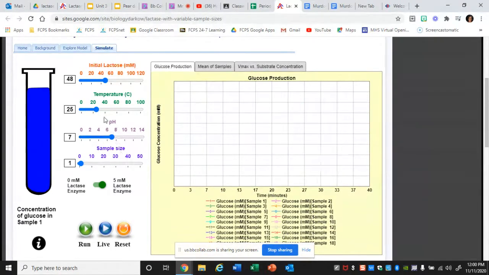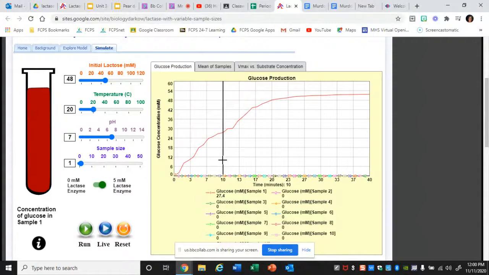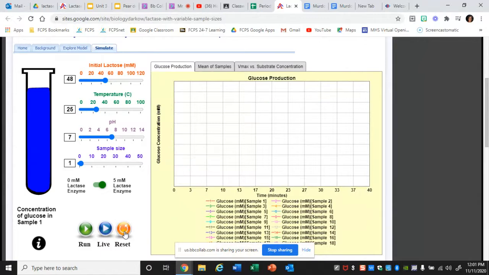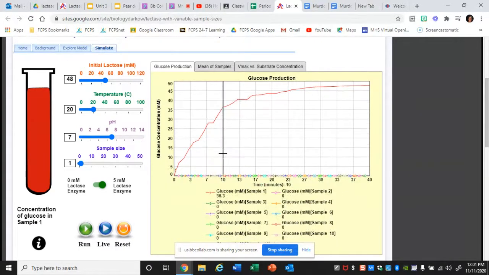Reset. Now I'm going to go to 20 because that's my next temperature. Run. Go to the 10-minute mark. 27.4, so my rate is 2.74. Reset. Go to 20 again. Run. My second measurement, there's a lot of variability in this, is 36.3. So I would write 3.63.